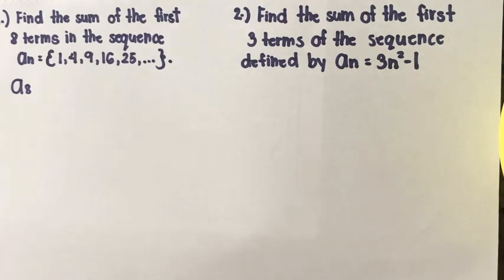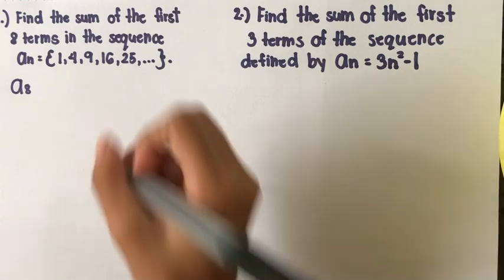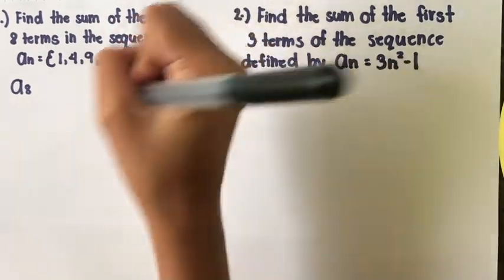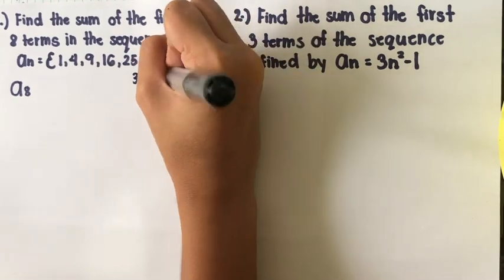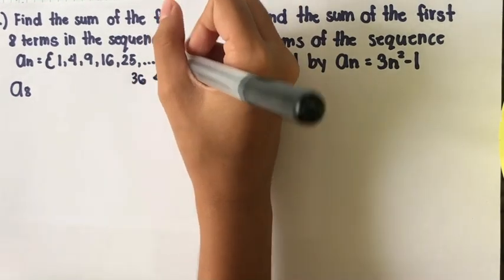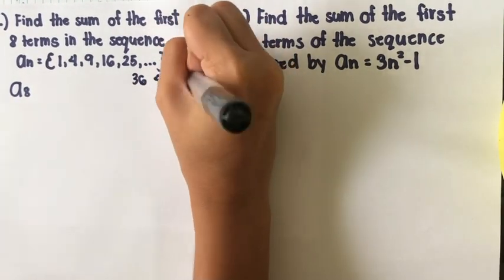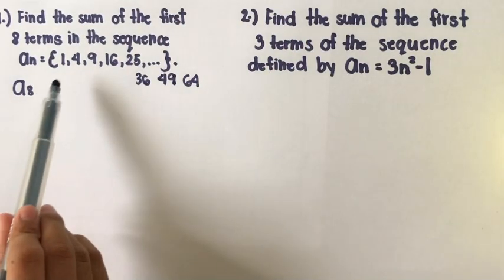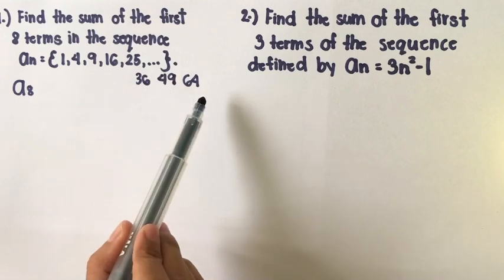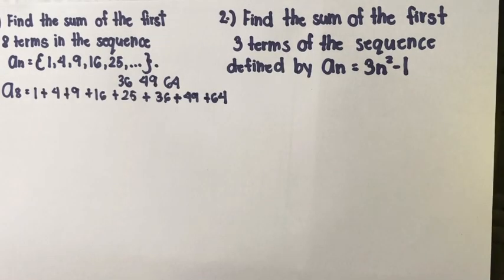What are those numbers? Those are perfect square numbers. So after 25, we have 36. After 36, we have 7 times 7, that is 49. Next will be 8 times 8, which is 64. Are our 8 terms now complete? So 1, 2, 3, 4, 5, 6, 7, 8. So we're going to add those 8 numbers.